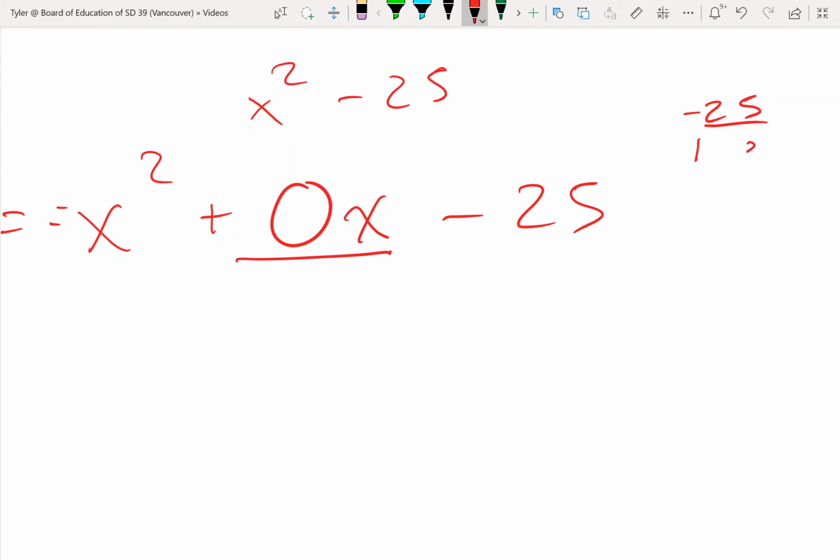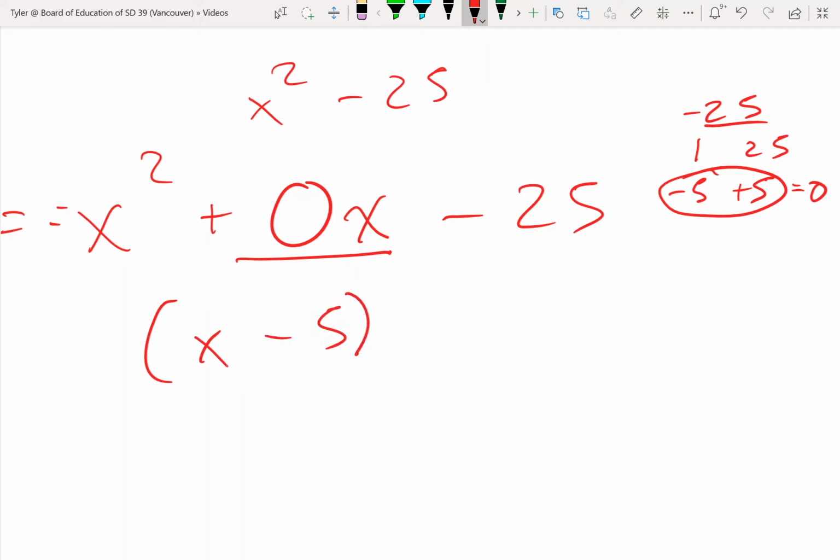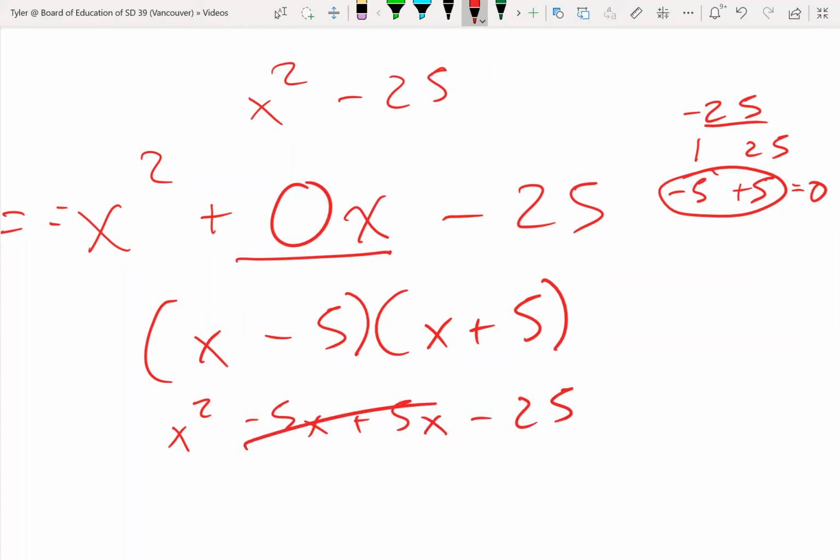So if we think of it like a trinomial, I need to make 25 negative 25. The factors are 1 and 25, 5 and 5, and one needs to be plus and minus. If we did negative 5 and positive 5, those add up to 0, which is what we want. So really, this turns into x minus 5, x plus 5. If we rainbow this out and distribute it, it would be x squared minus 5x plus 5x minus 25, which again simplifies to what we want.